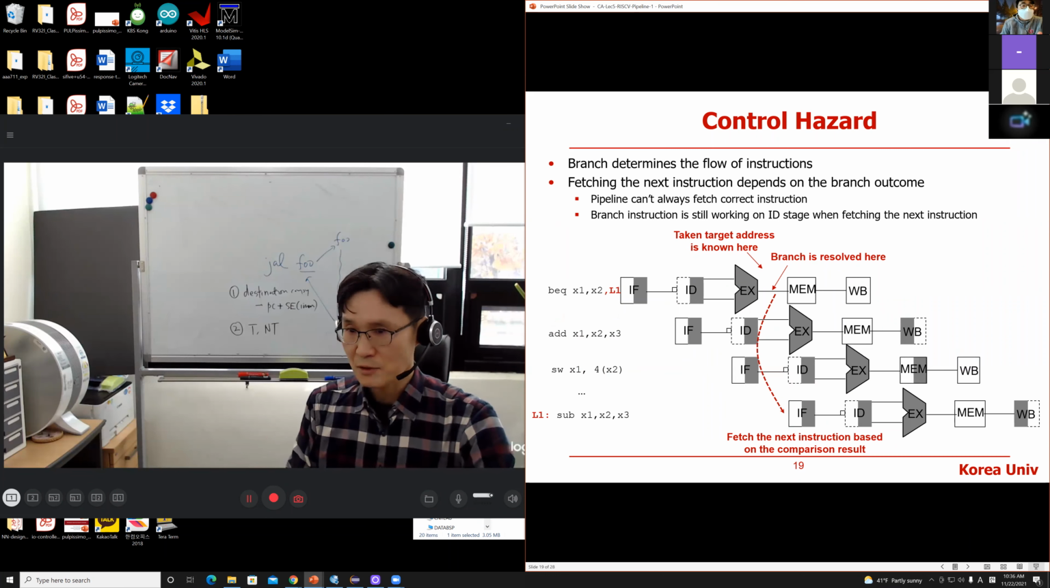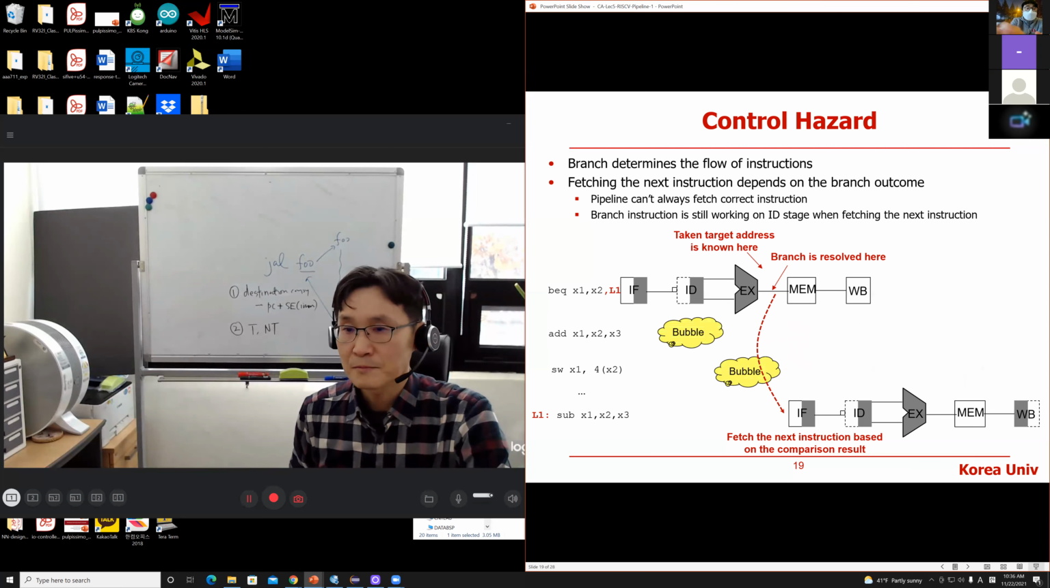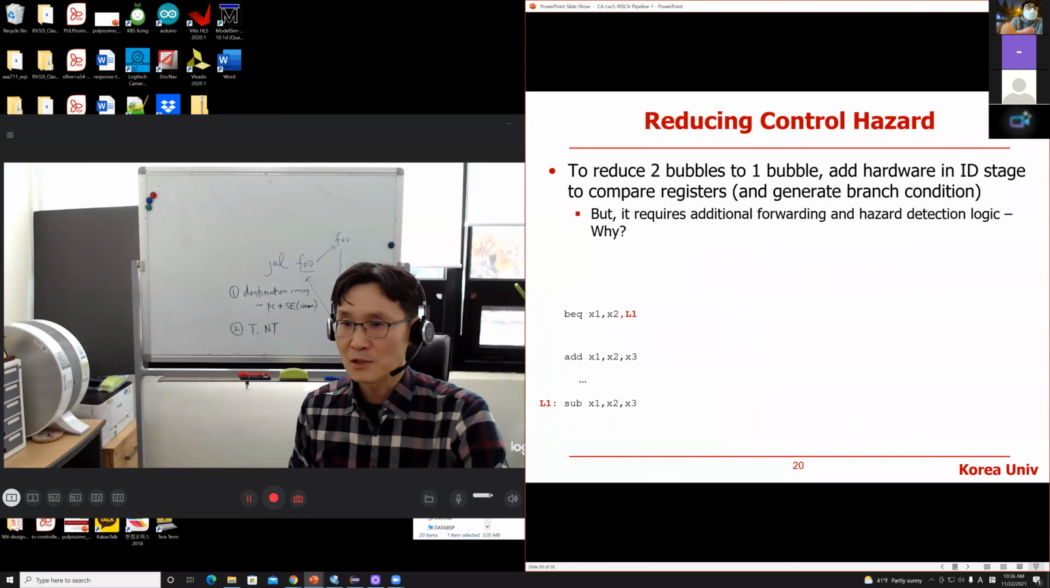That is control hazard. These two instructions are inside the CPU, so for correct execution, you have to remove these two instructions by hardware. So that is the issue.